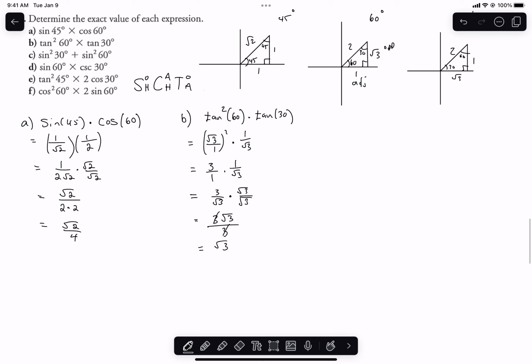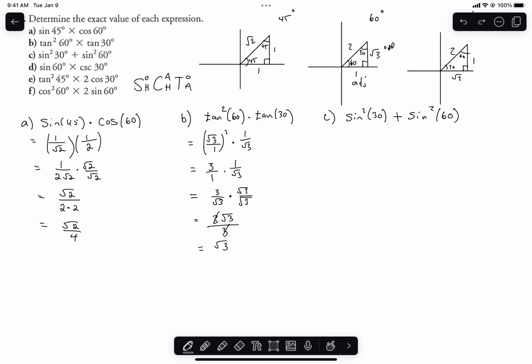Okay, C, sine squared 30 plus, oh interesting, plus sine squared 60. You've got to be wary when you see that plus sign, because that means we might need to create a common denominator when I add and subtract fractions together.